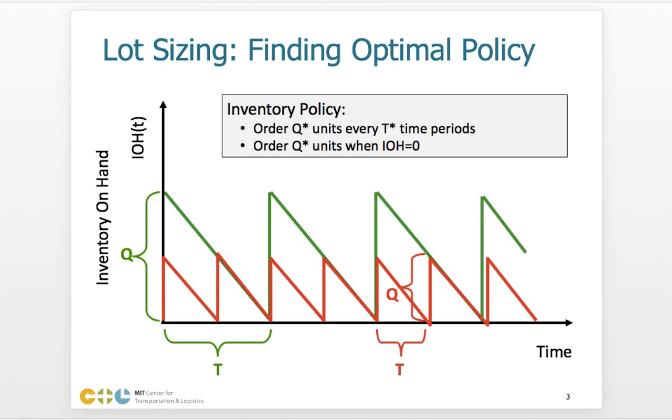The other is almost a continuous review policy, where I'm always looking at it, and when the inventory gets down to the amount of demand over lead time, then I'm going to place an order. So those are two different ways of implementing the same policy. One is time-based, and the other is inventory position-based, or event-based.